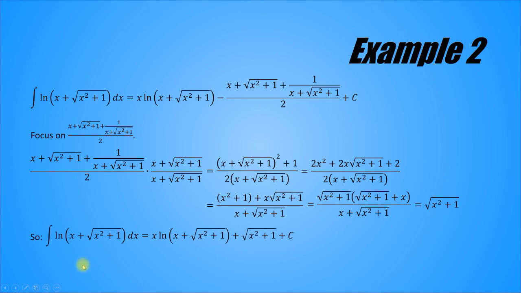So to wrap this up, we have that the integral of the natural log of x plus the square root of x squared plus 1 dx equals x times that same natural log minus the square root of x squared plus 1, plus c. And that's it.